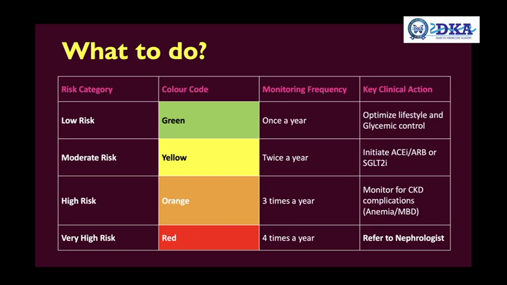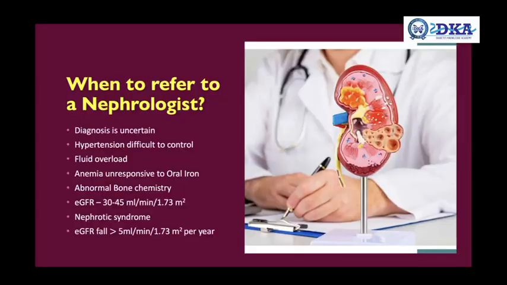If our patient falls in the orange zone, we have to monitor 3 times a year and monitor for complications such as anemia and bone mineral density issues. And if the patient is in the red zone, we have to monitor 4 times a year and properly refer to their nephrologist. So we have seen how to screen diabetic nephropathy, and when to refer to a nephrologist. We have certain conditions. You will see one by one.